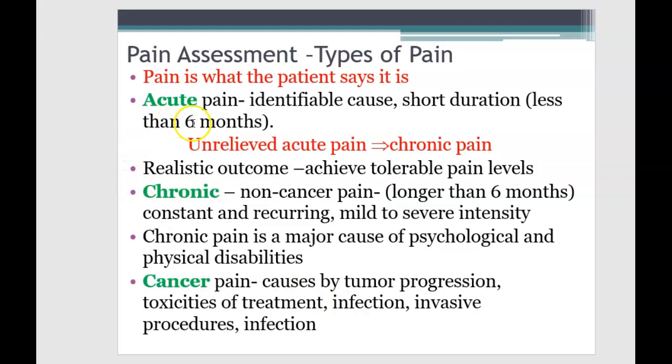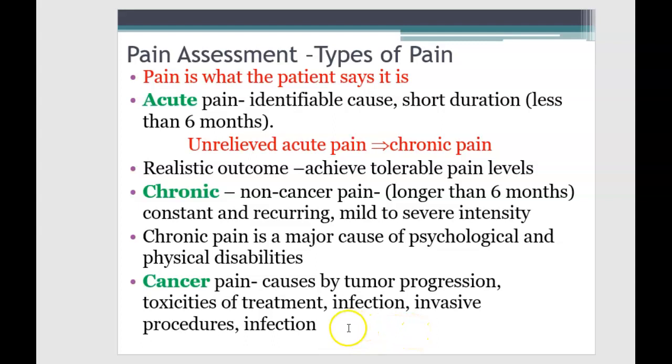So remember, know the difference. You have acute pain. Now you'll hear people say, oh, this patient is in chronic pain. Know what they mean when they're saying chronic pain, longer than 6 months. What about cancer pain? It's caused by tumor progression, toxicities of treatment, infection, invasive procedures, and infection.